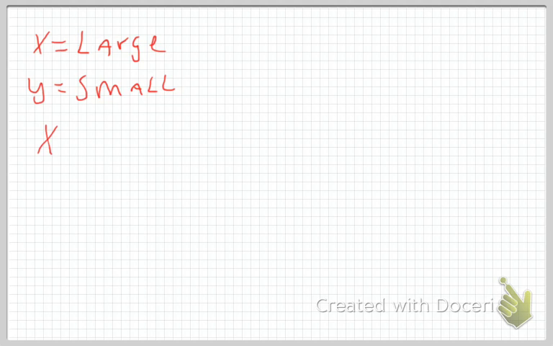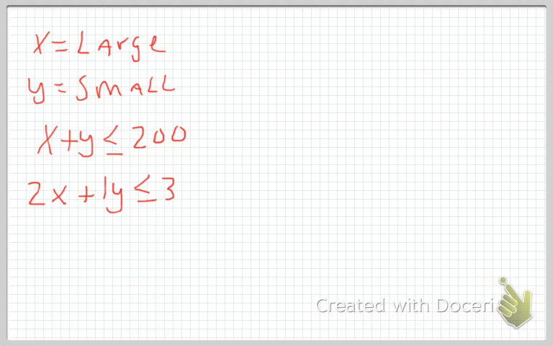So now we know that x plus y is going to be less than or equal to 200. And that basically says we can only make 200 tins or containers per day. The next thing it tells us is that a large tin requires 2 pounds of butter plus a small tin requires 1 pound of butter to make the cookies. That's got to be less than or equal to 300. And of course we know we're going to make a certain amount of cookies, so x has got to be greater than or equal to 0.